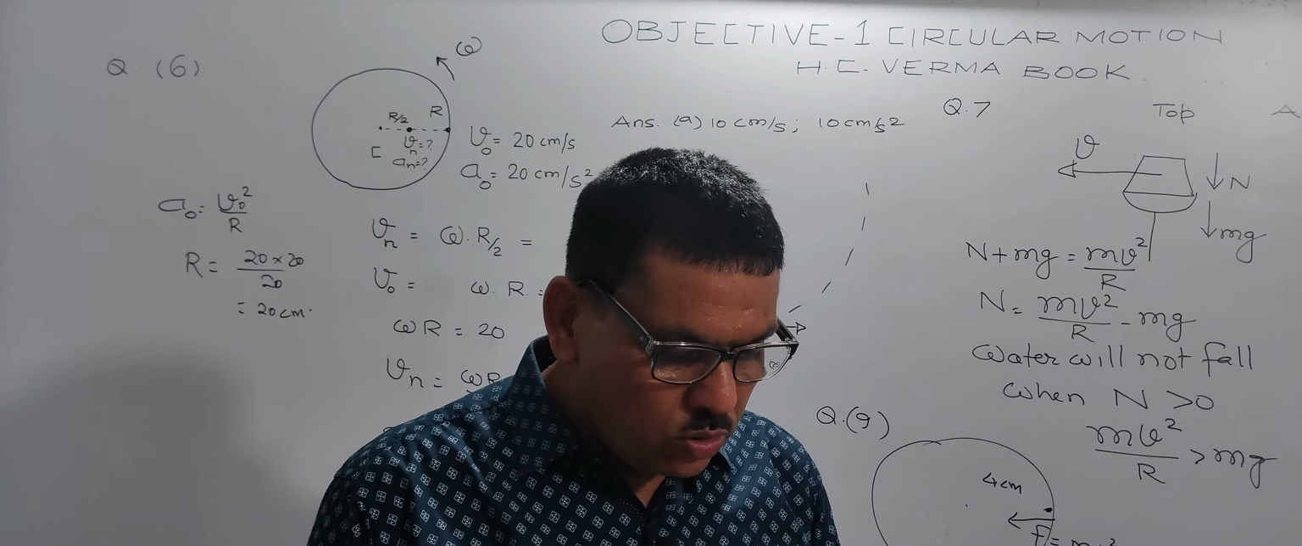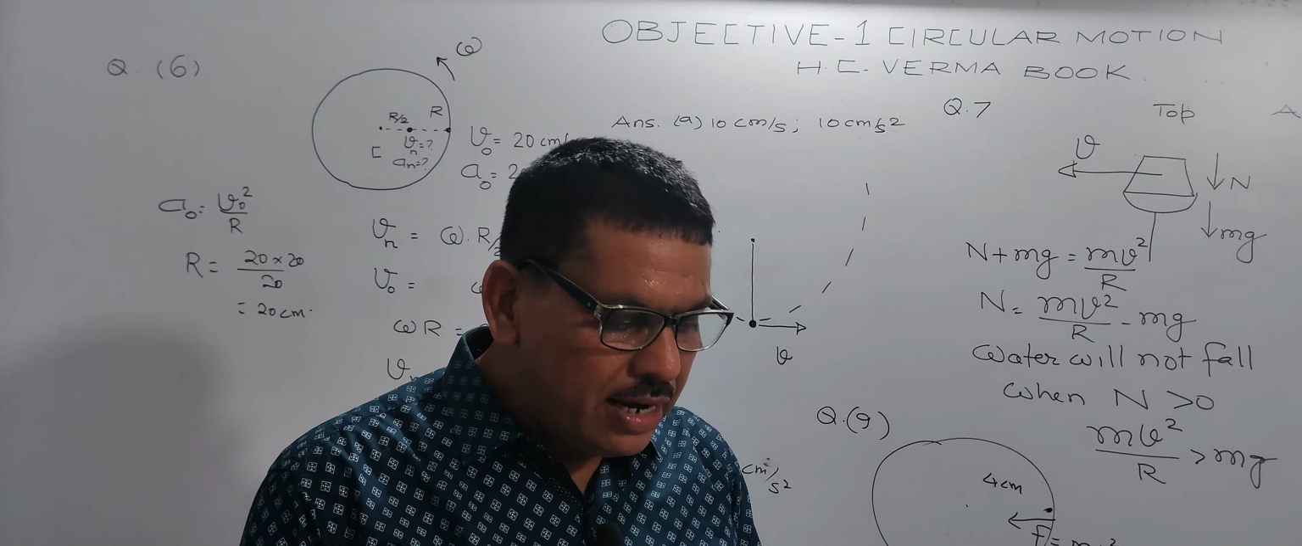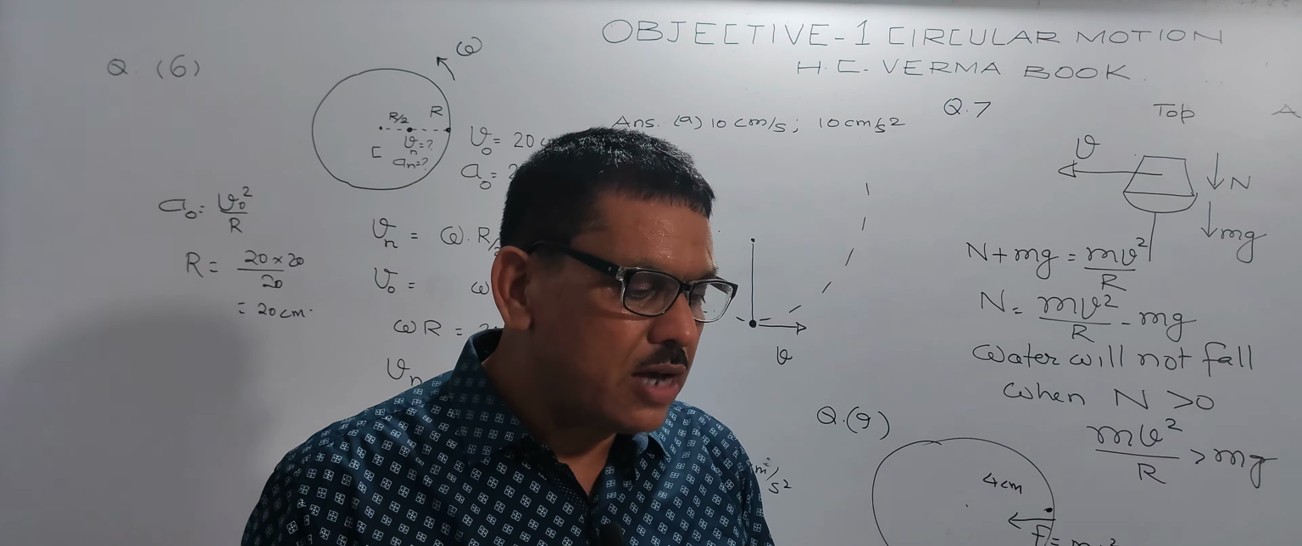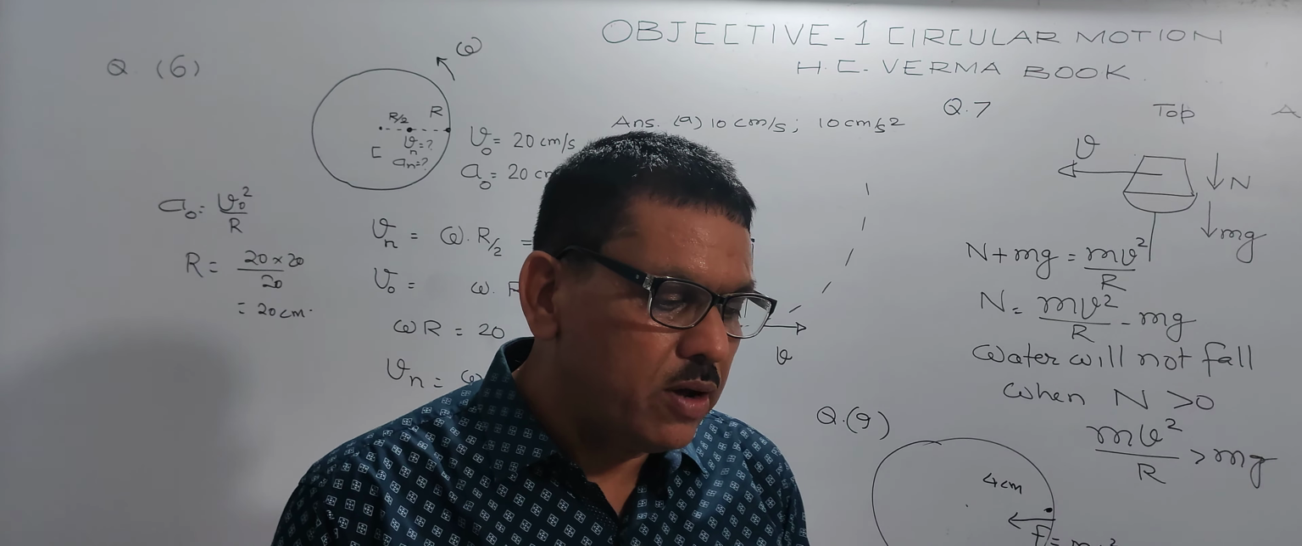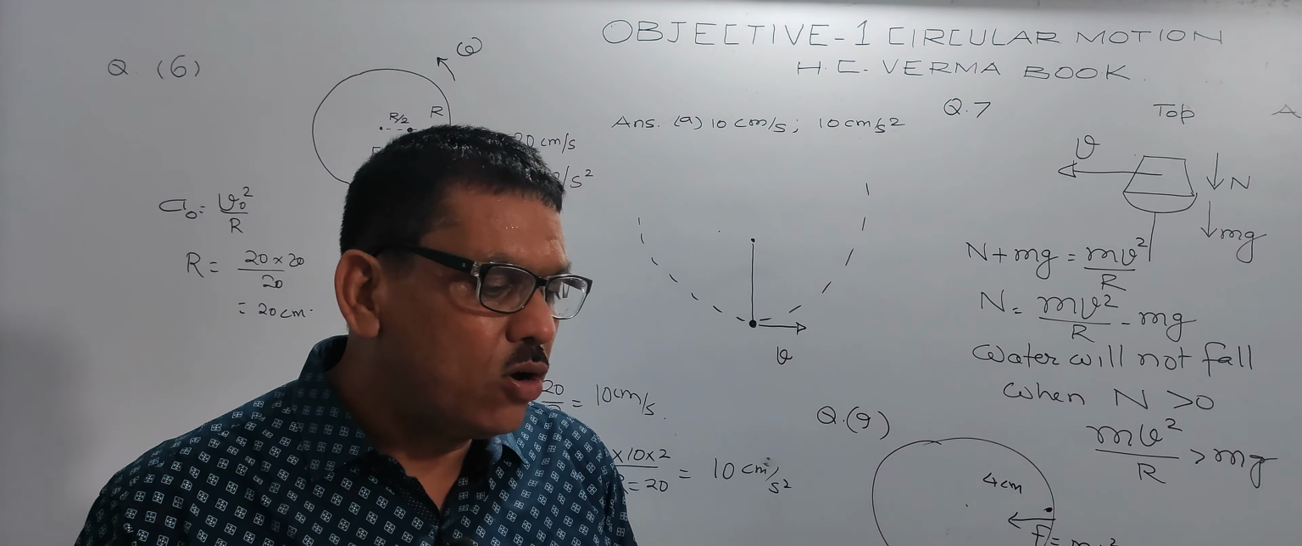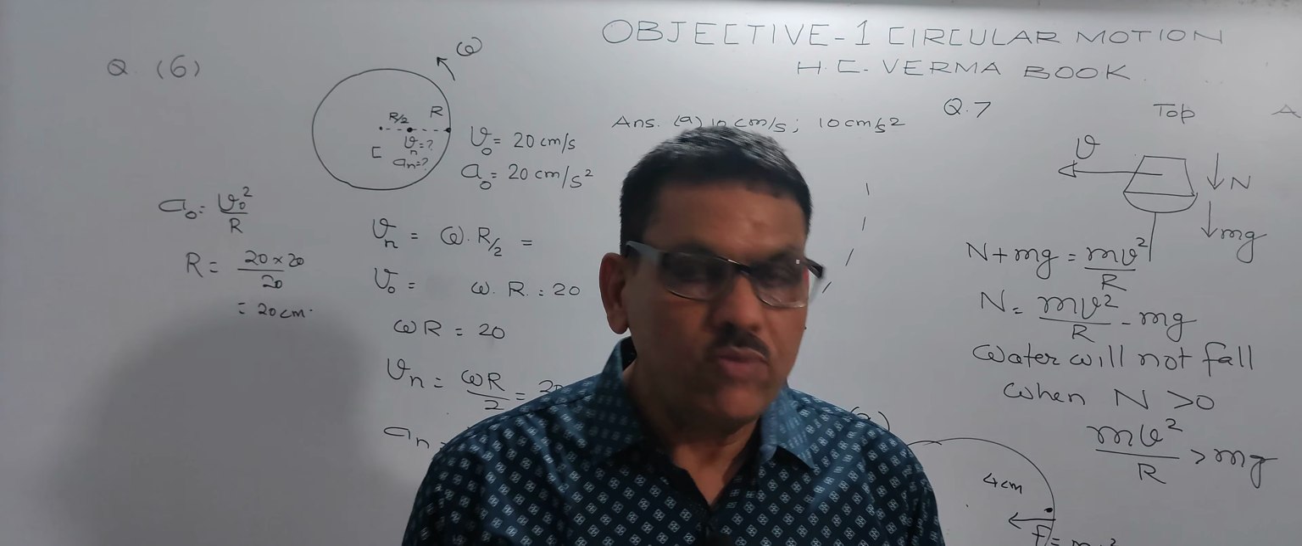Is it? Now question number 10. A motorcycle is going on an overbridge of radius r. The driver maintains a constant speed as the motorcycle is ascending on the overbridge. The normal force on it.